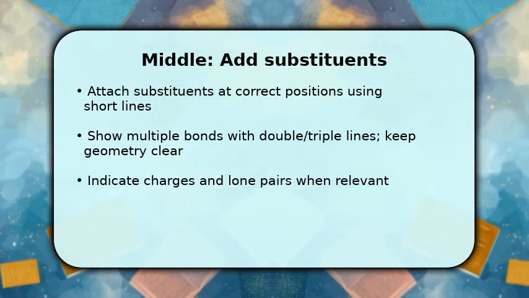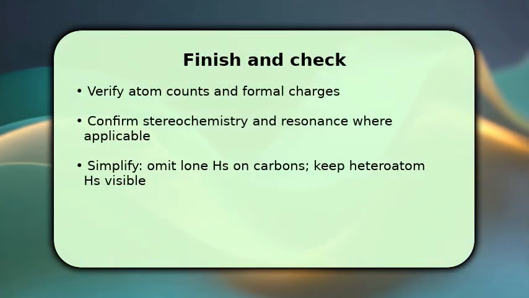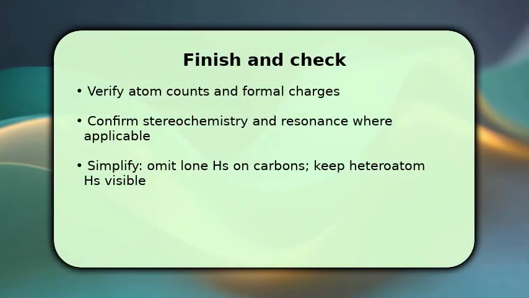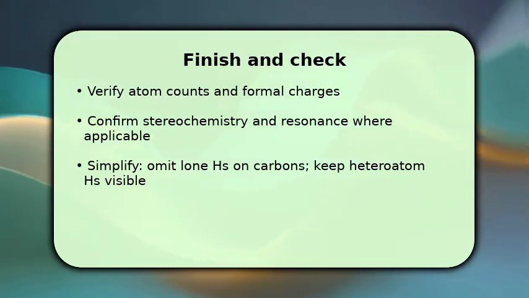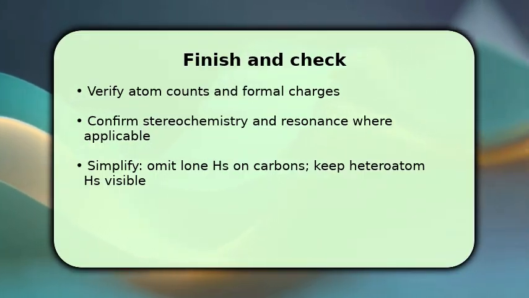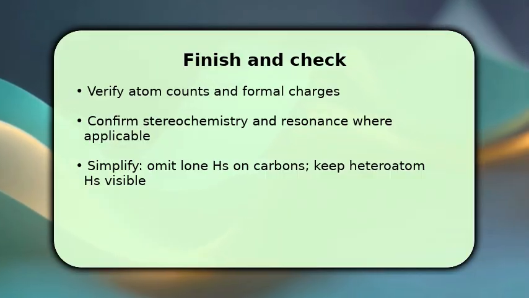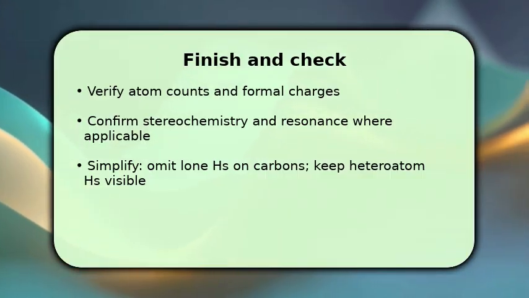To finish, perform a quick audit. Count carbons and heteroatoms, check valence and formal charges, and confirm that multiple bonds and resonance are represented correctly. You should ensure stereochemistry is shown for chiral centers using wedges/dashes and double-check cis/trans on alkenes.